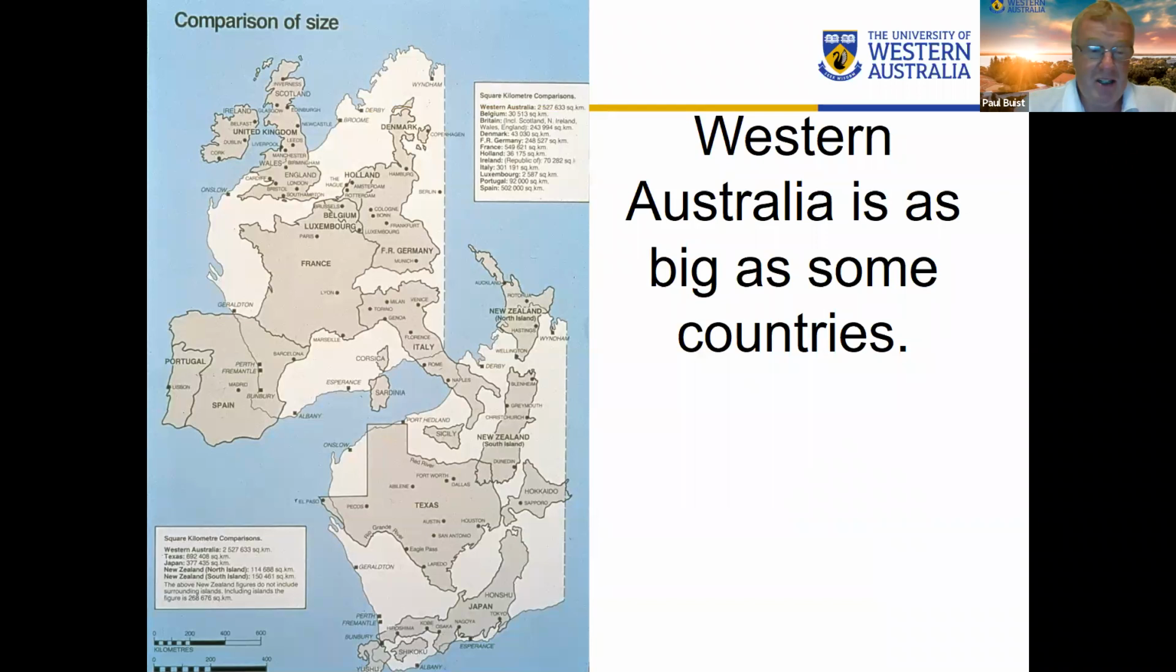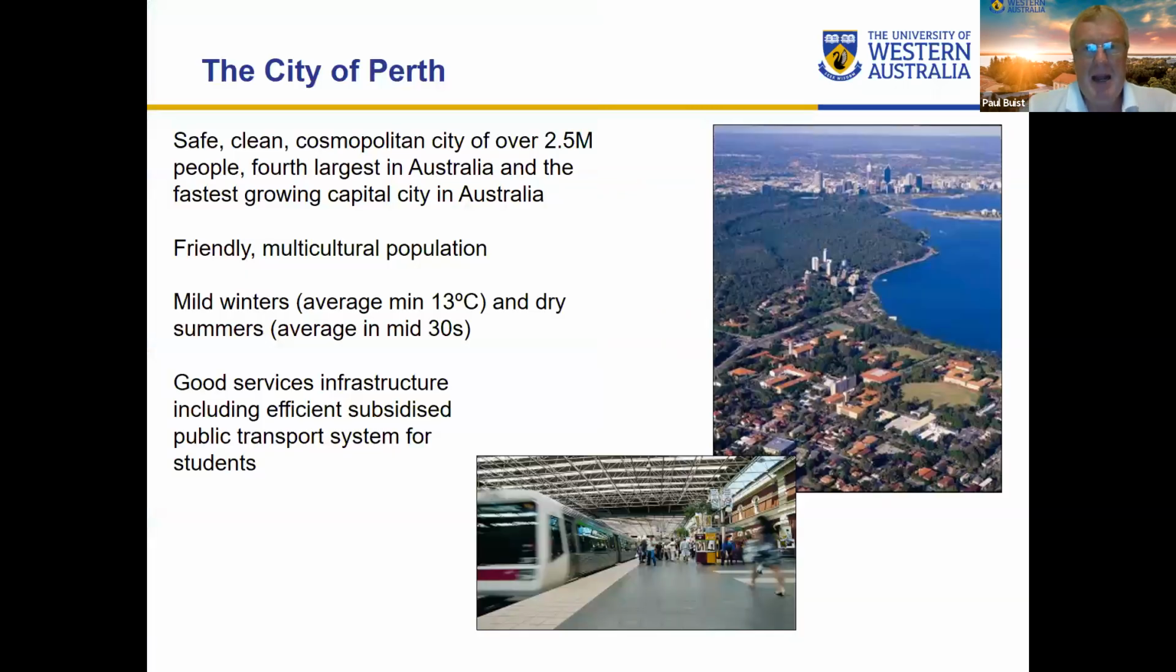Also, it's a very mineral-rich state. Most mining companies have their head offices in Perth, and they're doing a lot of mineral exploration all throughout Western Australia. Perth's population is probably about 2.6, 2.7 million people. It's the 4th largest city in Australia. It's got a very friendly population. It's a very safe environment. And also the climate is very pleasant as well.